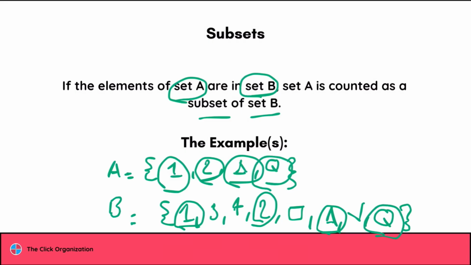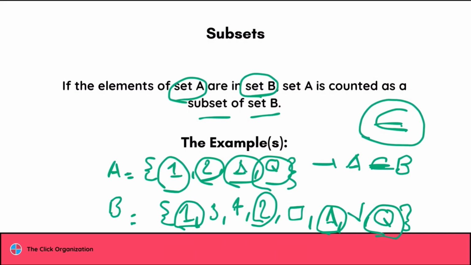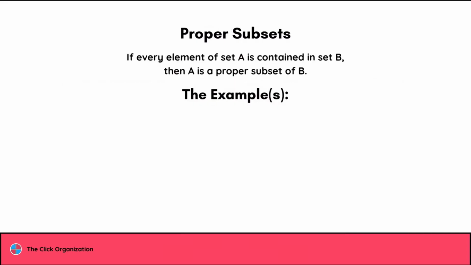So that is why I can say that A is a subset of B. And this is the symbol of subsets, okay? So yeah, this is what subsets are. Their types: proper subsets and improper subsets.